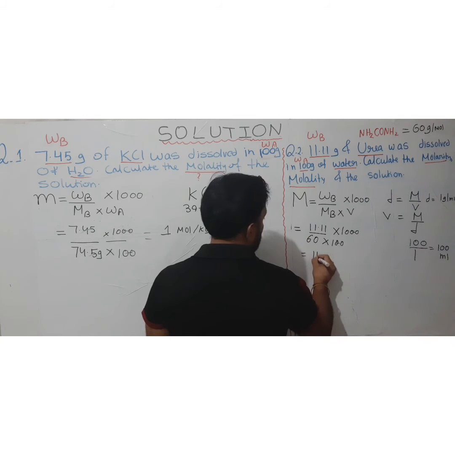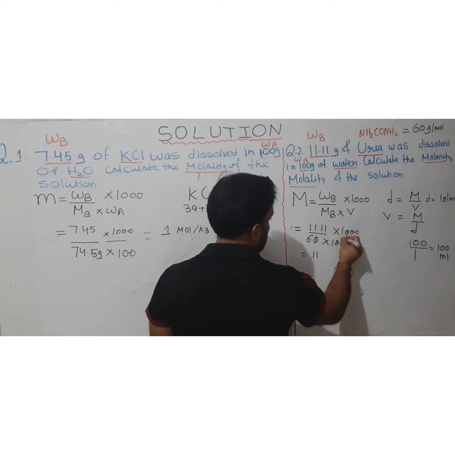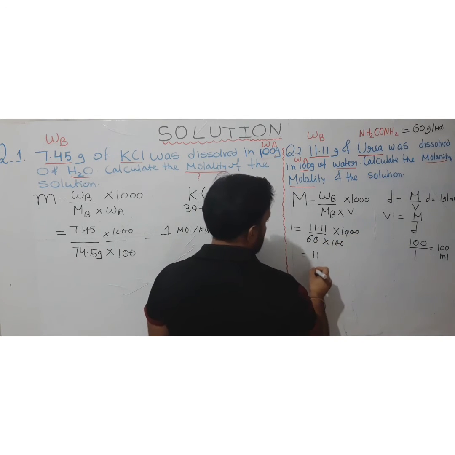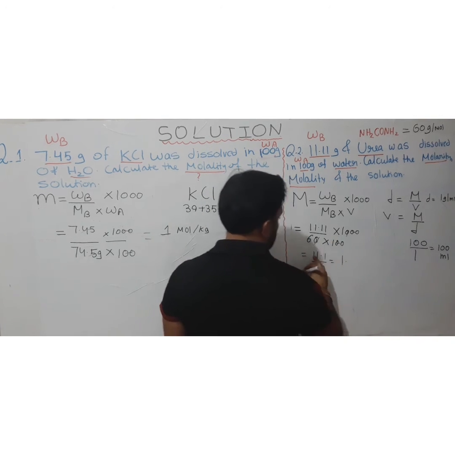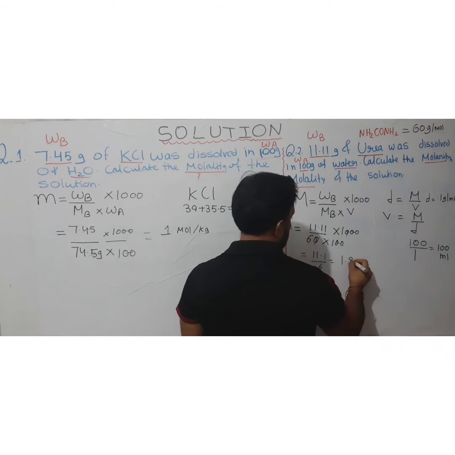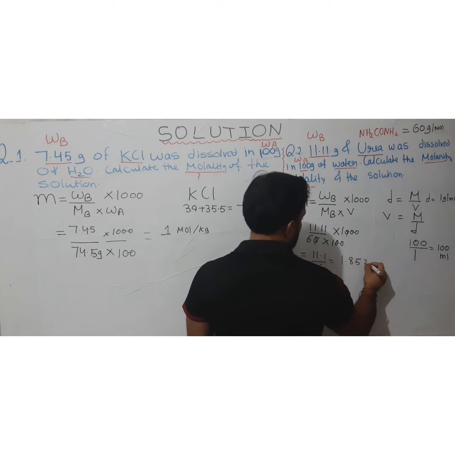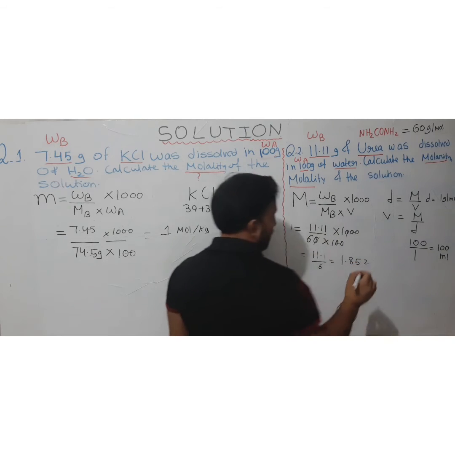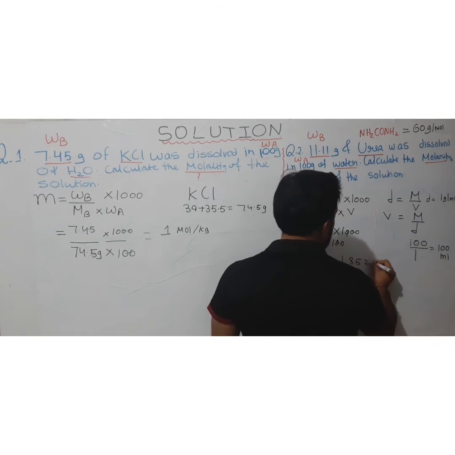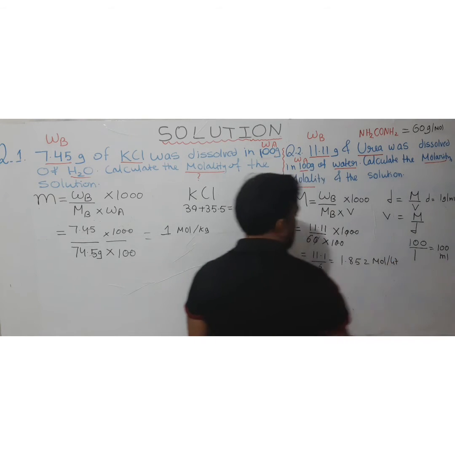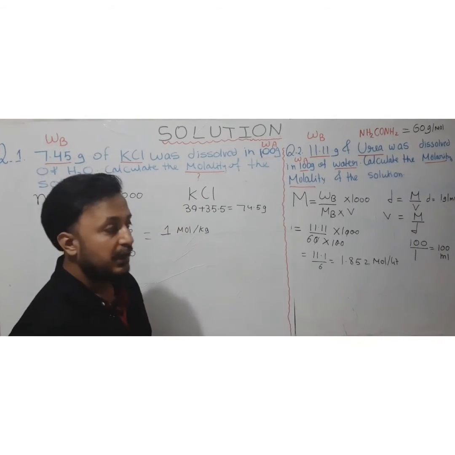It will be 11.11 divided by 6, so it will be 1.852. Now what was the unit of the molarity? Molarity unit is mole per liter. So like that we can calculate molarity.